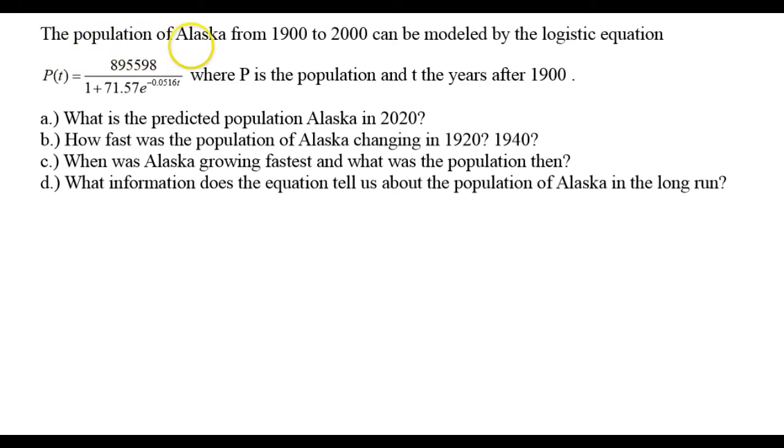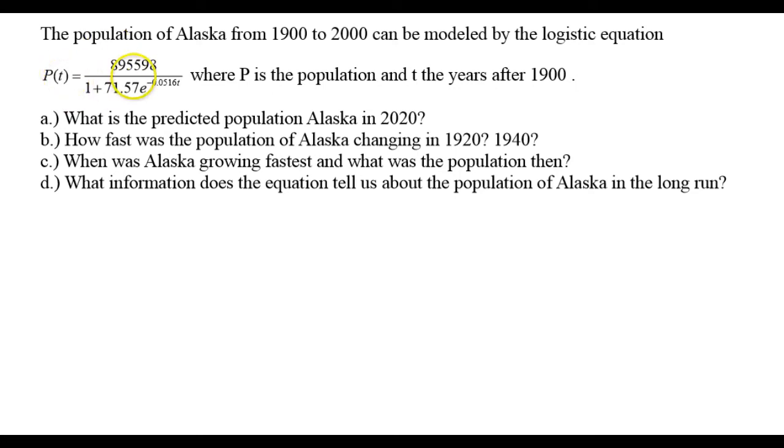Alright, this is the final question involving logistic differential equations, and it is different. So we have the population of Alaska from 1900 to 2000 can be modeled by the logistic equation P of T equals this ugly thing, right? So P is the population and T the years after 1900. So the biggest distinction here is that we were now given a P of T. So this represents the population at any time t, but it's not a differential equation.